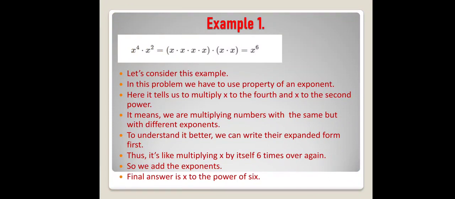Example number 1: x to the 4th multiplied by x squared. Let's consider this example. In this problem, we have to use a property of exponents. Here it tells us to multiply x to the fourth and x to the second power. It means we are multiplying numbers with the same base but with different exponents.